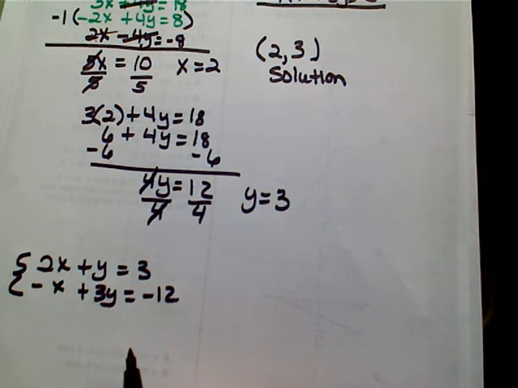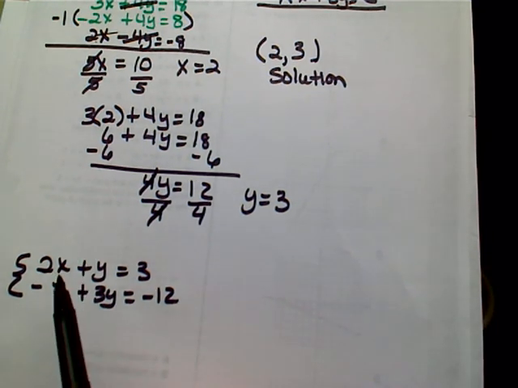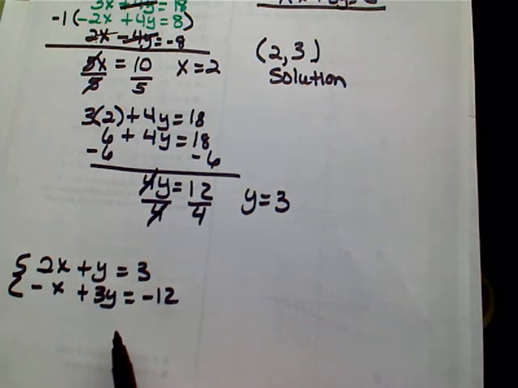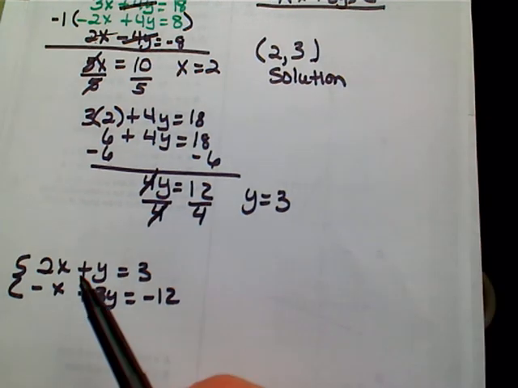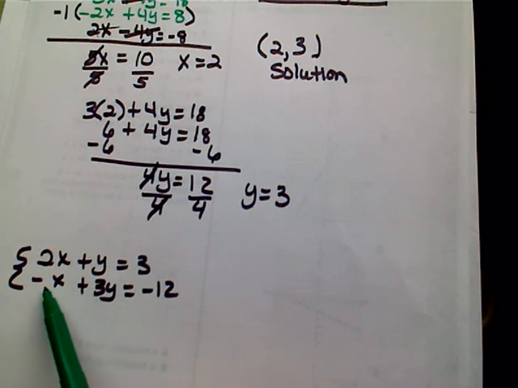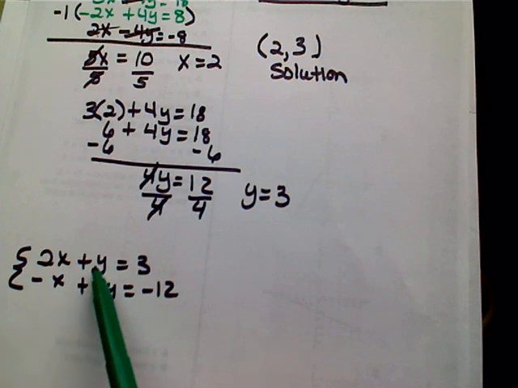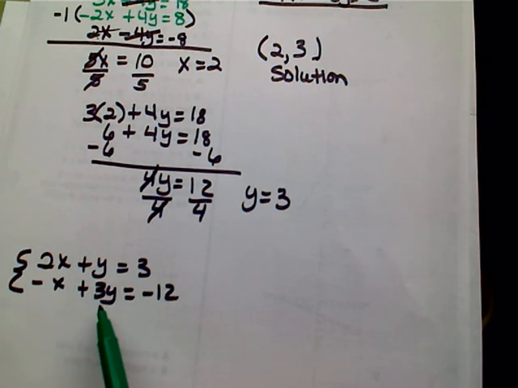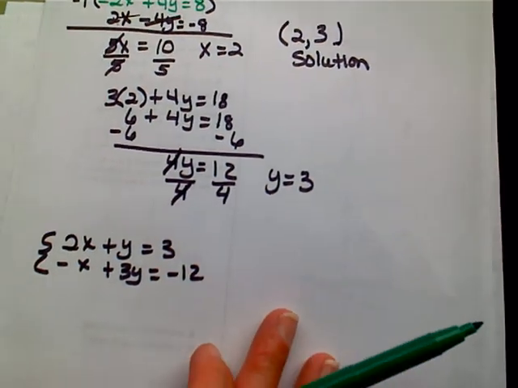Okay, so in this situation, there's no common coefficients here. So again, I get to choose what equation I want to, in my own words, manipulate so that I can cancel out either the x or the y. So I can either make this a negative 2x, or I can make this a positive 3y by multiplying the whole equation by the digit that would help me do that.